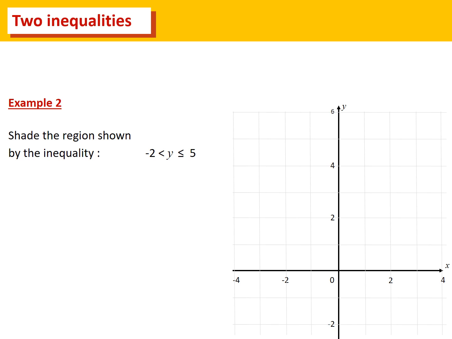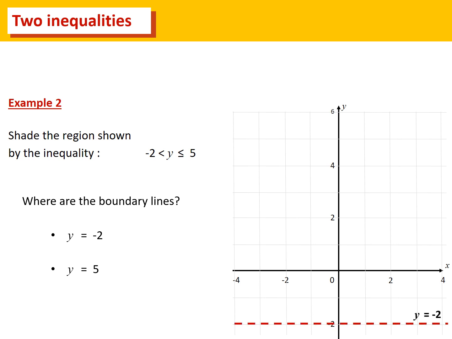In example 2, this time we have y, not x. It's y, which is between -2 and 5. So once again, we turn those inequalities temporarily into equal signs to give us the boundary lines. So our first boundary line is y equals -2, and our second one is y equals 5. Y equals -2 is down there.